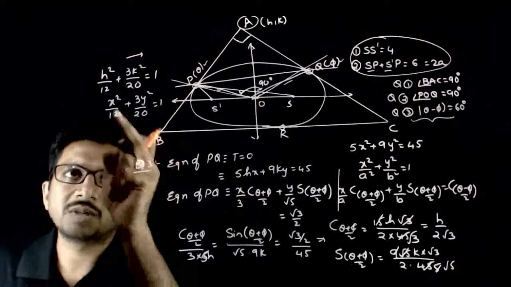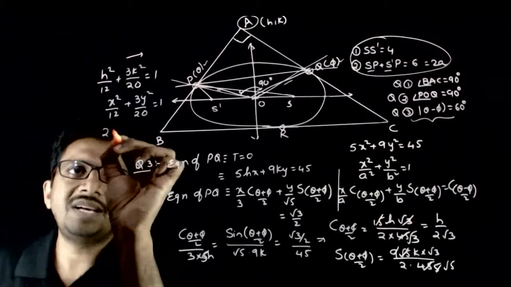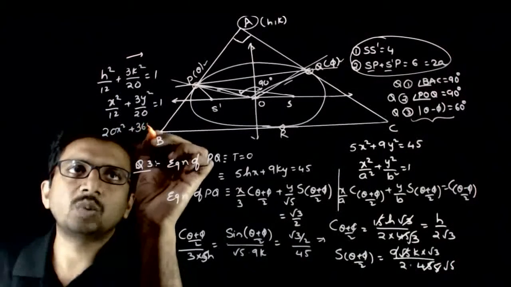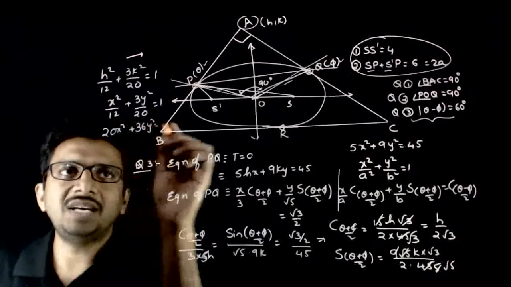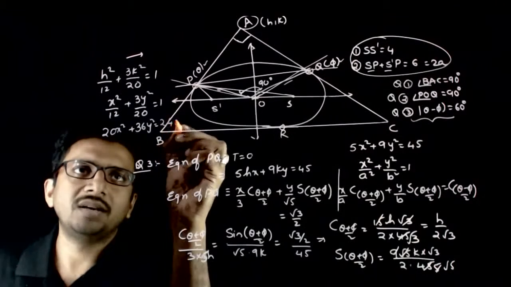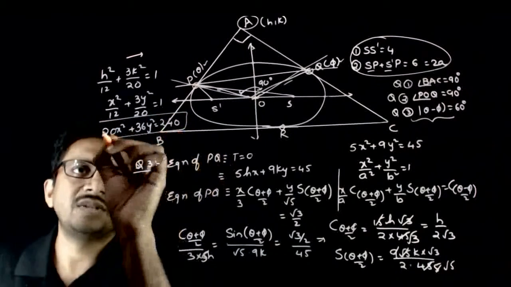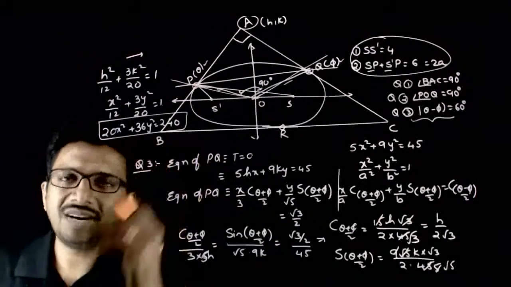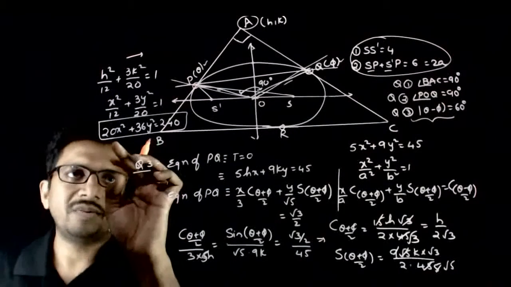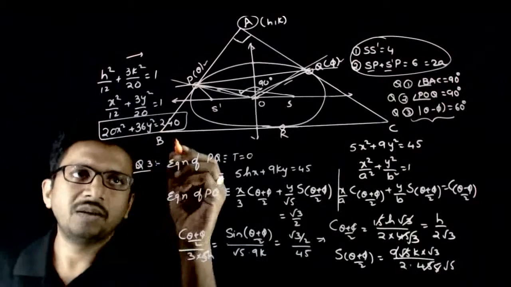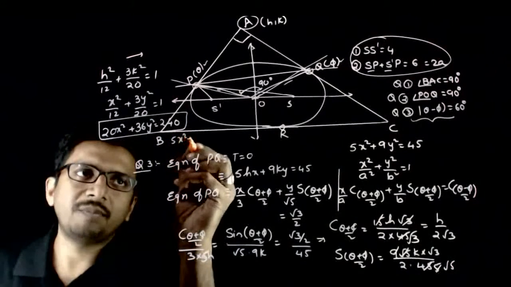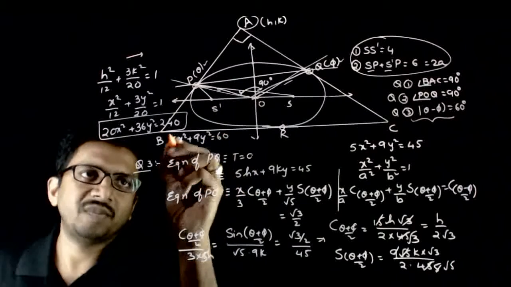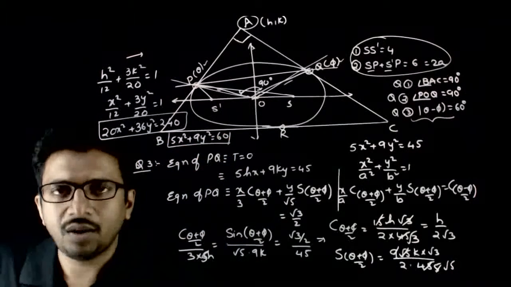If you want to cross multiply this, you can do this. So 20x square plus 36y square is equal to 20 into 12, which is 240. So this will be the equation of the locus. If you want to divide it by 2, you can do it, or you can also divide by 4. So 5x square plus 9y square is equal to 60. So this will be the required locus.